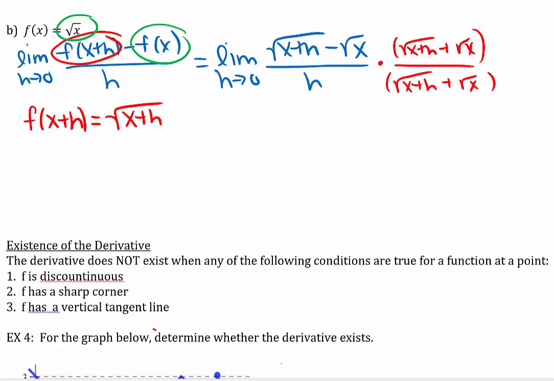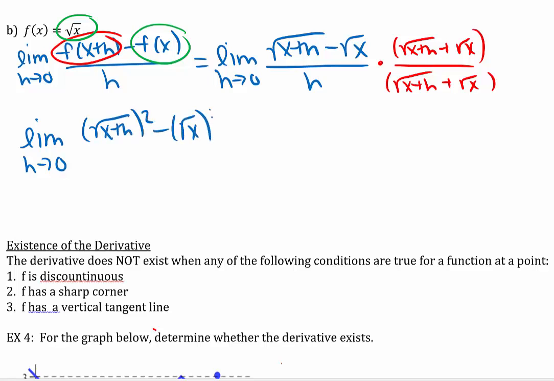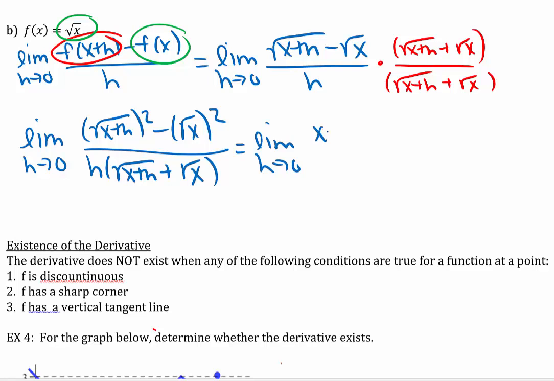I do this because now I can actually use my difference of squares formula in the numerator. So that's going to give me the limit as h goes to 0 of square root of x plus h squared minus square root of x squared. That's my a squared minus b squared, my difference of squares formula. And then I'm just going to copy down that denominator. I'm not going to do anything with that yet. When you square a square root, those are inverse operations. That gets rid of the square root.